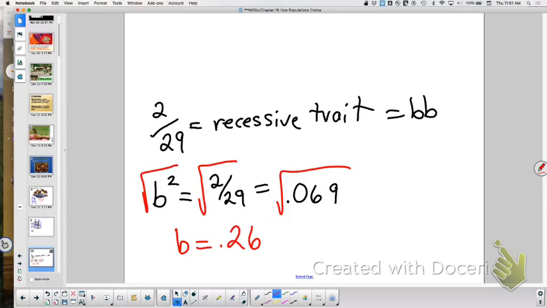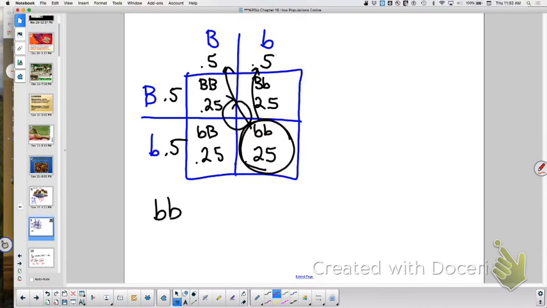2 minus 29. Not 2, not 2. I'm not gonna say, oh, 27 out of 29, right? Because that's gonna be big B, and what? Big B, little b. How can I solve for big B? 1 minus 0.26. Because if you're not little b, what are you? Big B, right? That's the only other thing you can be. Remember back here when we were doing our Punnett square? If you weren't big B, what were you? Little b.